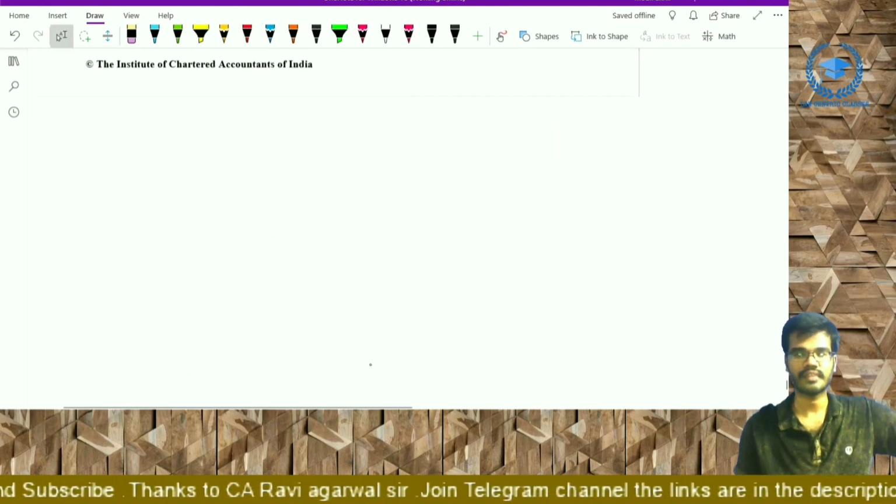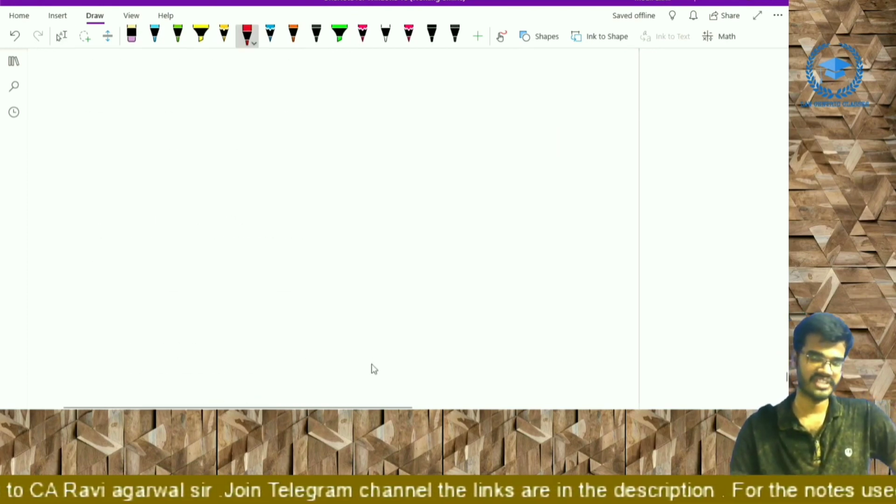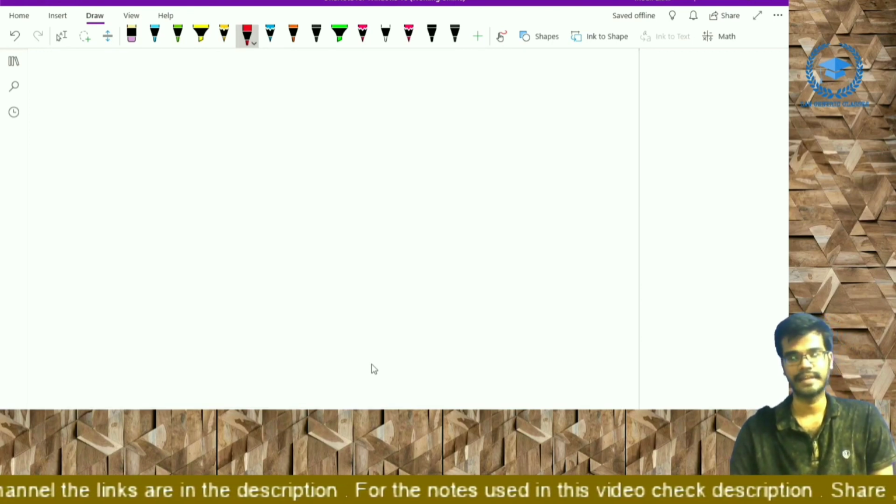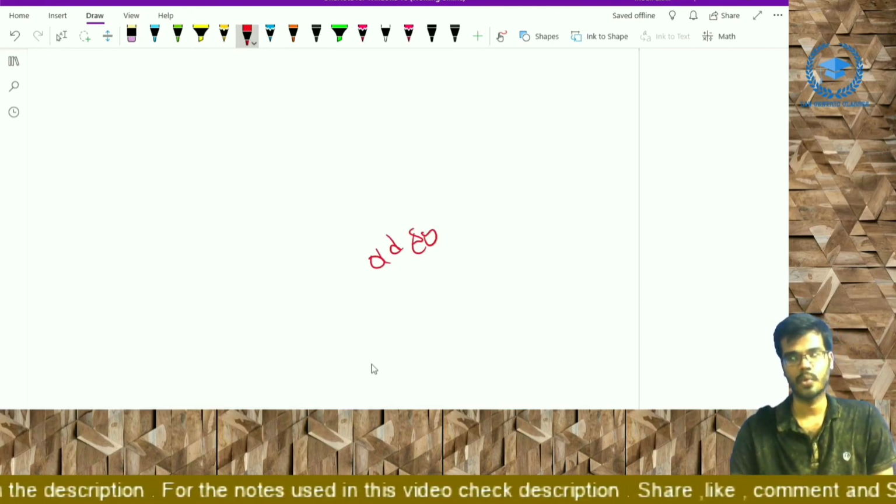That's all for now. This is a very small chapter. This is in the old syllabus, not in our new syllabus. This is there in the old syllabus.